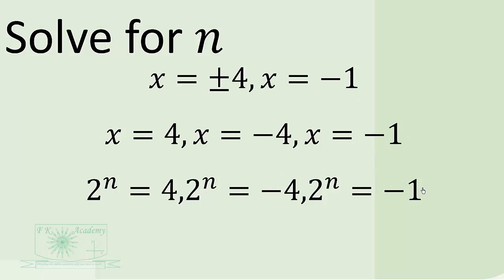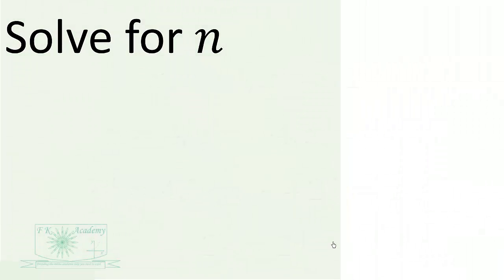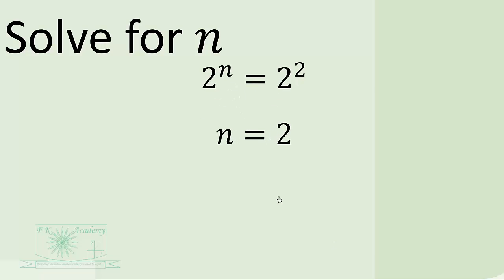above the x-axis. It means that 2 exponent n is equal to 4, and that will be what will give us the solution. By comparing the exponents, we write 4 as 2 exponent 2. By comparing the exponents, we have n equal to 2 because the base is the same. Hence, the value of n is 2.